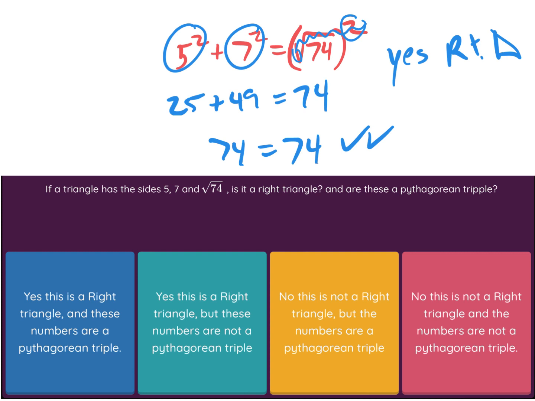And is this a Pythagorean triple? Absolutely not. Why not? Because one of the sides was an actual square root, which is a crazy irrational decimal. So no, not a Pythagorean triple. Okay, so that would be this answer right here. Yes, it's a right triangle, but these numbers are not a Pythagorean triple.